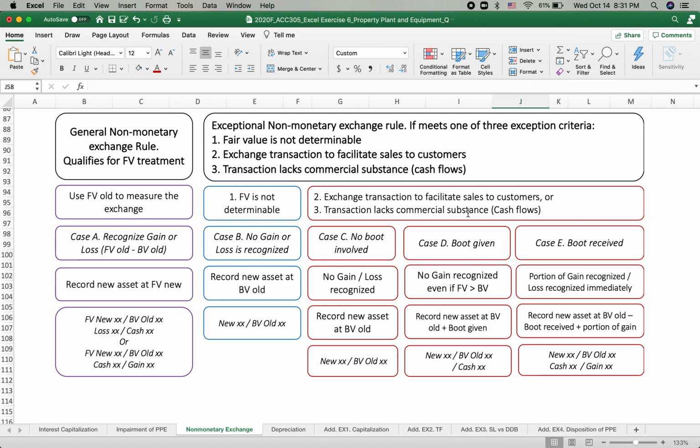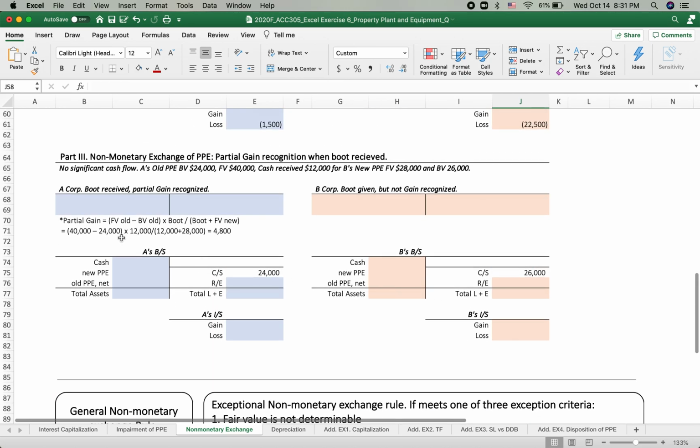Based on conservatism, we recognize the loss, and then we can trust the fair value when we recognize the loss. But when you recognize the gain using the fair value of a new asset, we do not trust this fair value, based on conservatism. So we trust only part of the gain, the portion of cash received out of total cash plus fair value. So let's go to the practice, part 3.